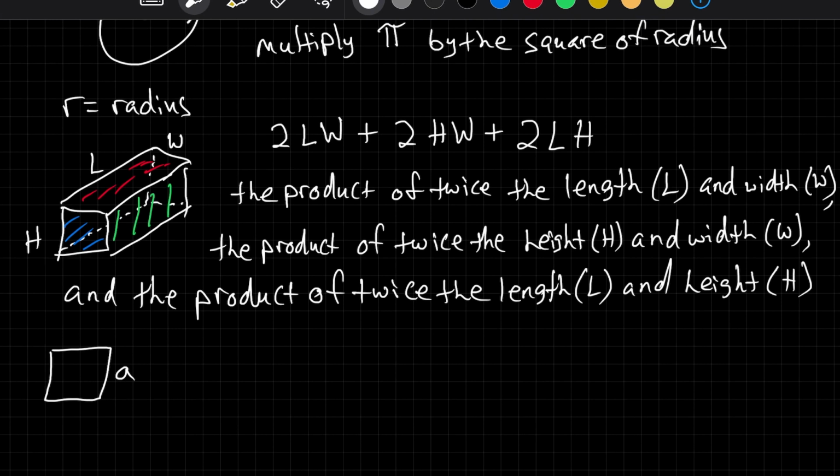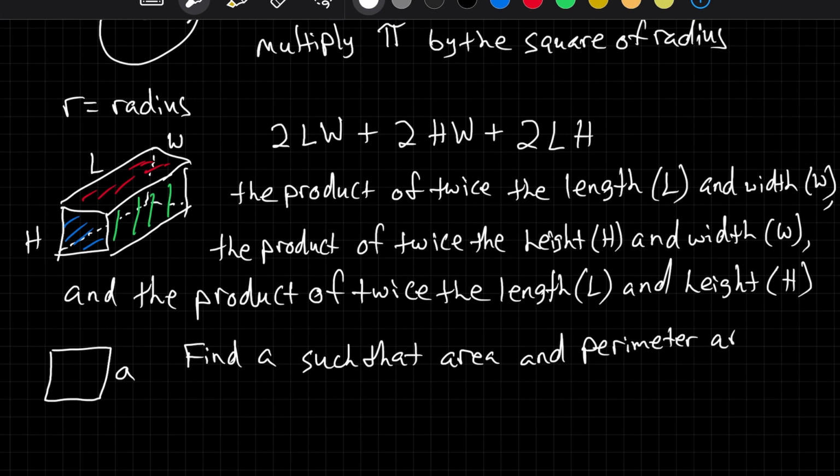And so we want to find, let's see, let's write this out. Let's find A such that area and perimeter are the same. So we're going to move from an expression to an equation, because we're going to have an equal sign.